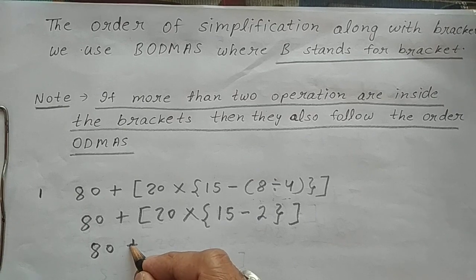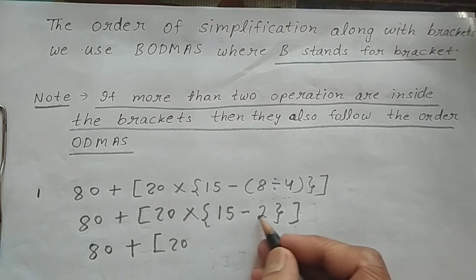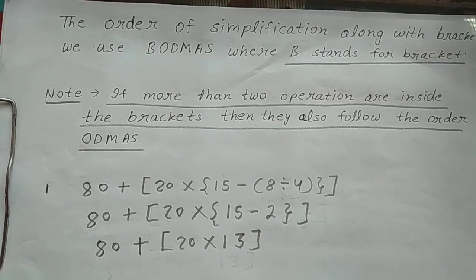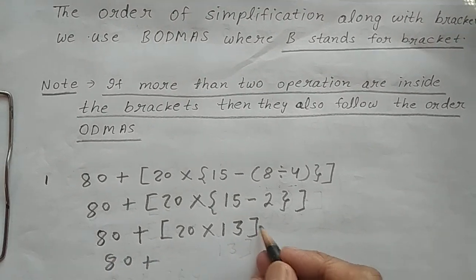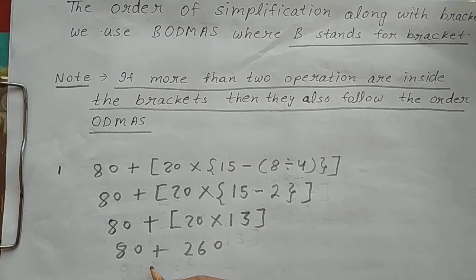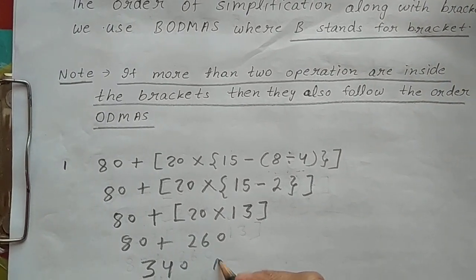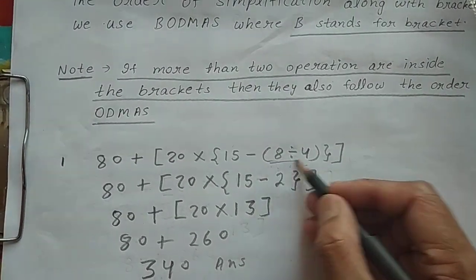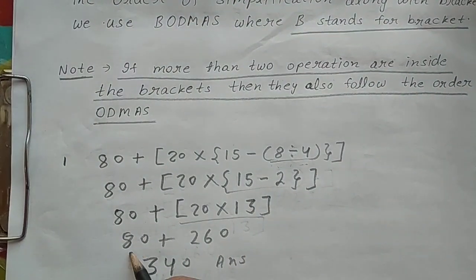80 plus, now 20 into 15 minus 2, 13. Now rectangular bracket close. 80 plus 13 twos are 26, 260. 260 plus 80 is 340. This is our answer. So first we have solved this, then this, then this, and then this.